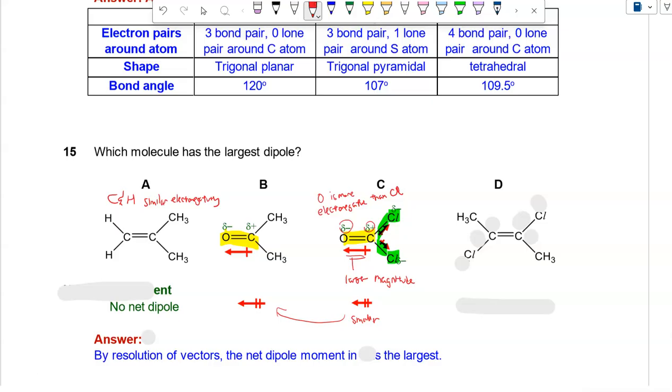Okay, last but not least, in D, you have a C-Cl bond, which is the polar bond. So same thing, you have a delta plus, delta minus.